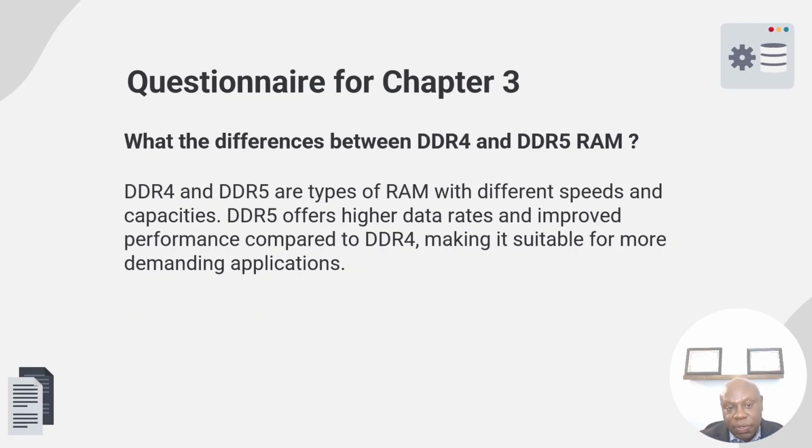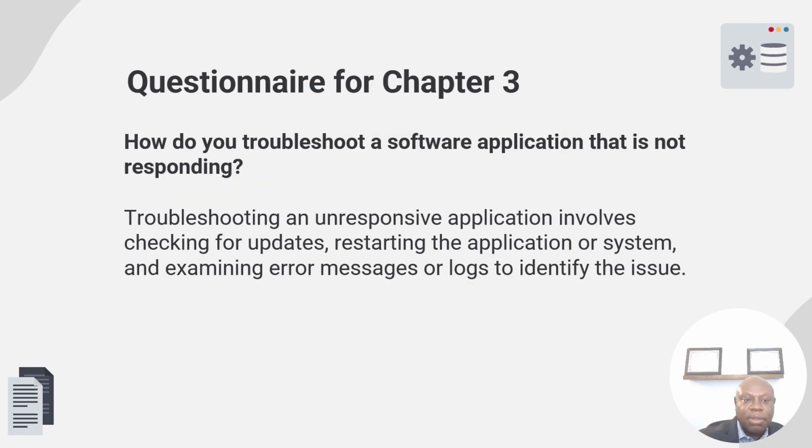Question is, what is the difference between DDR4 and DDR5 RAM? DDR4 and DDR5 are types of RAM with different speed capacities. That's the main thing I want to make sure you understand. DDR5 offers higher data rates and improved performance compared to DDR4, making it suitable for more demanding applications. So again, you see some questions around that. Understand this definition, and you should be good to go.